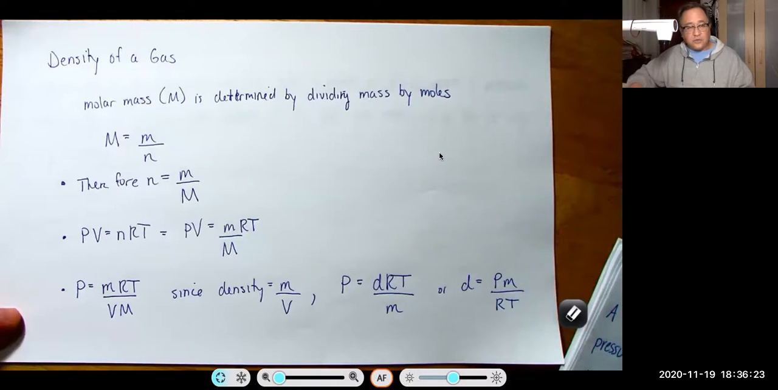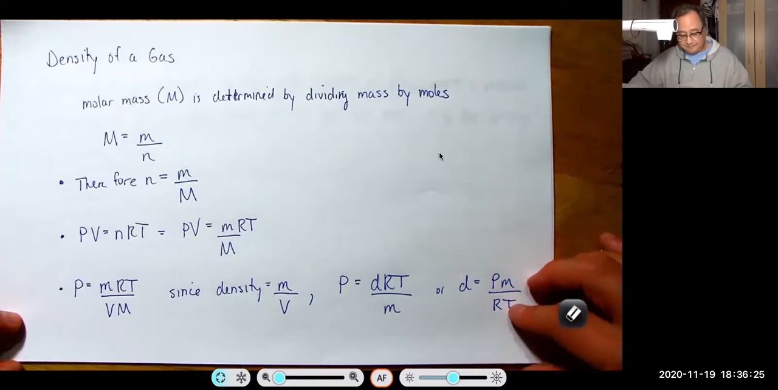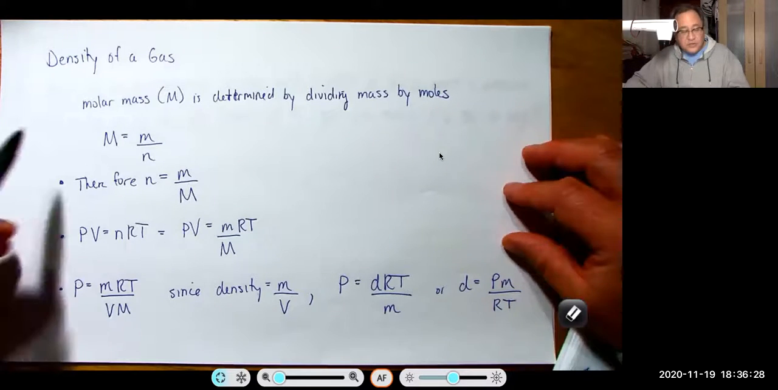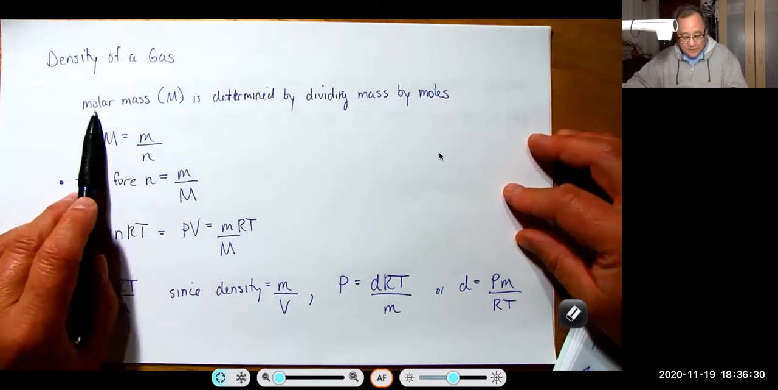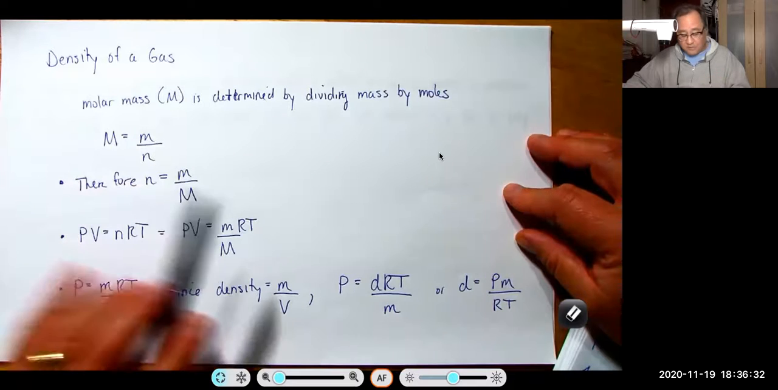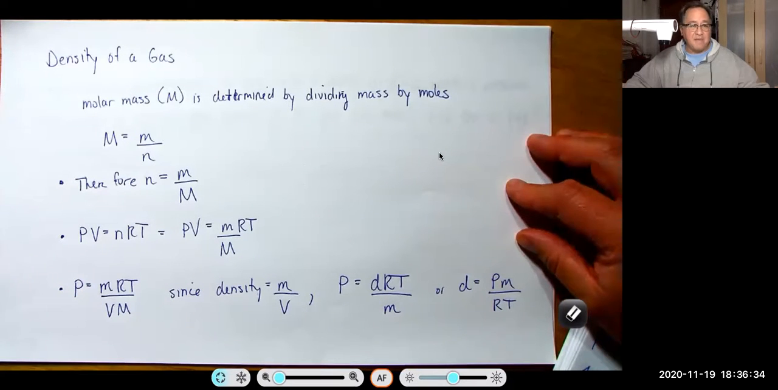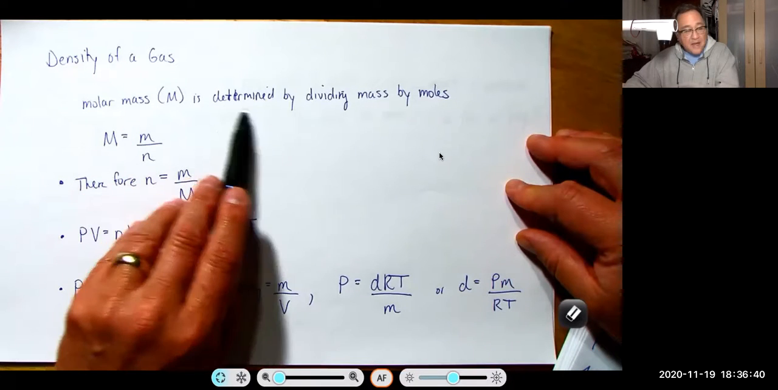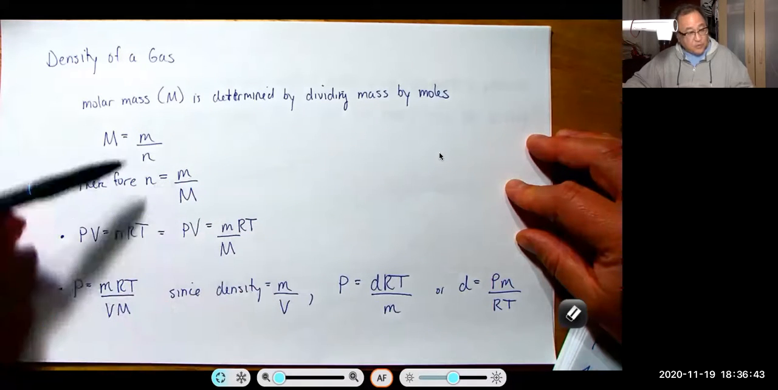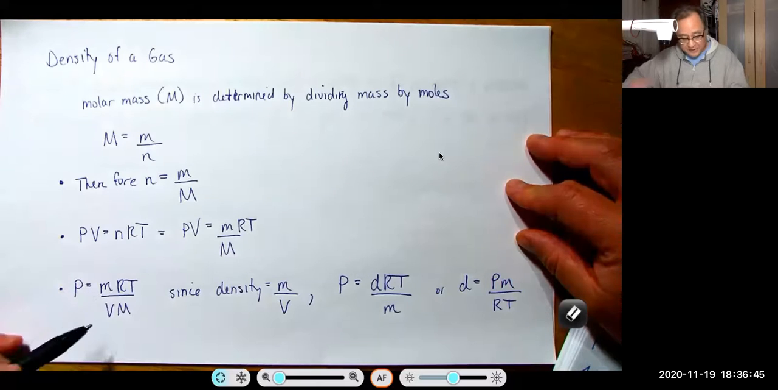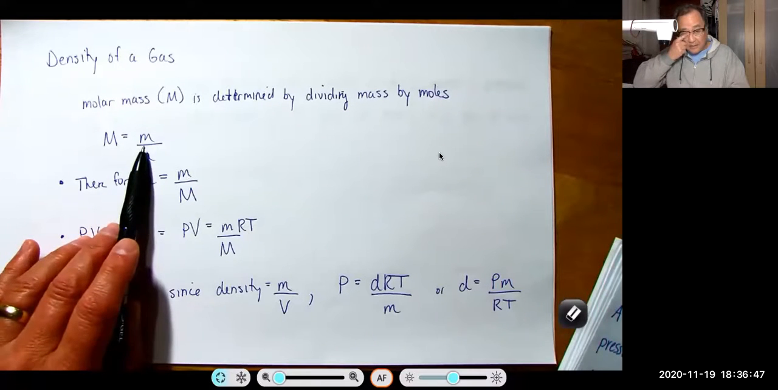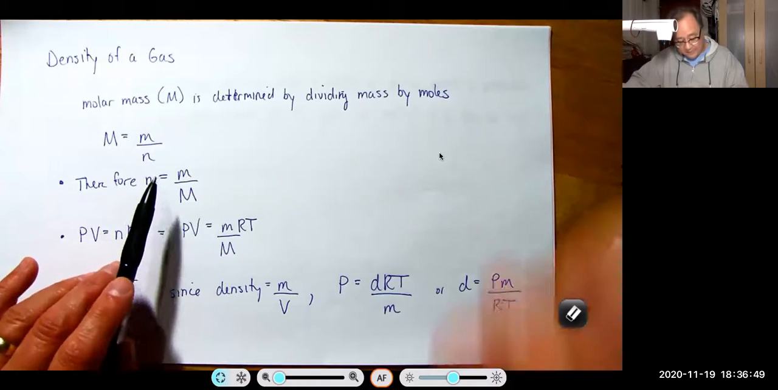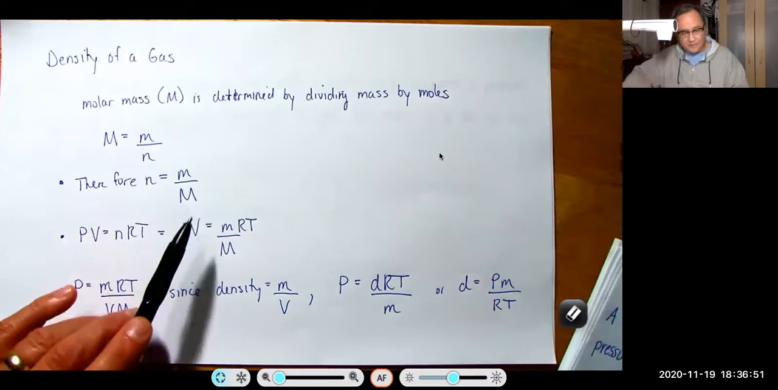For this section also, we use the density of a gas. So I want to imagine that I'm going to use the letter M for molar mass. You've seen me do that before. Usually I write MM for molar mass, but I'm just going to use one uppercase M here. The molar mass is determined by dividing mass by moles, so grams per mole. We're going to let little m be the mass in grams and n be the moles.